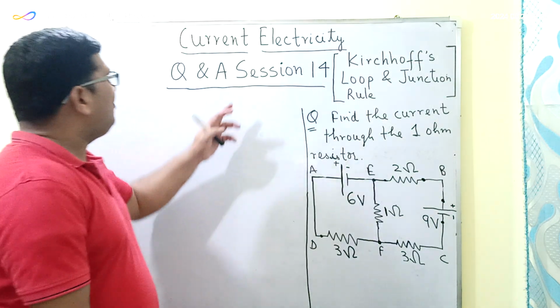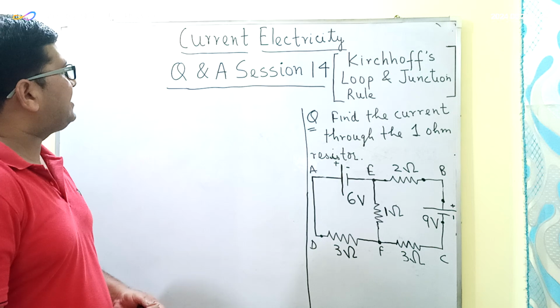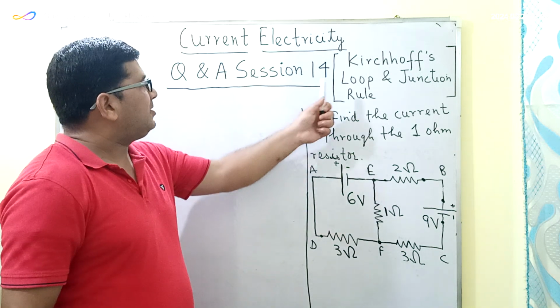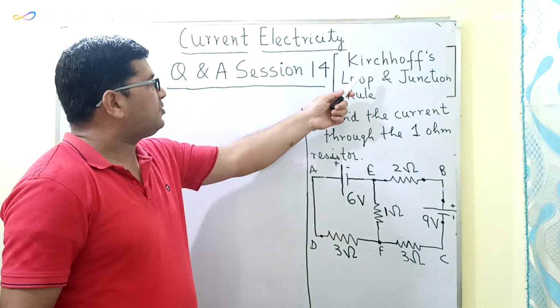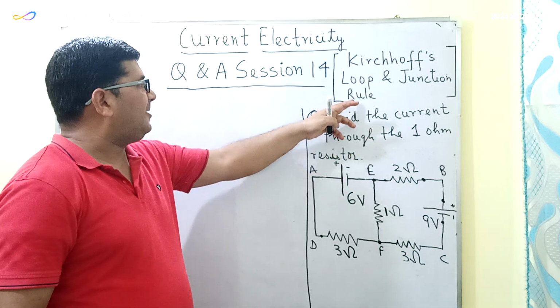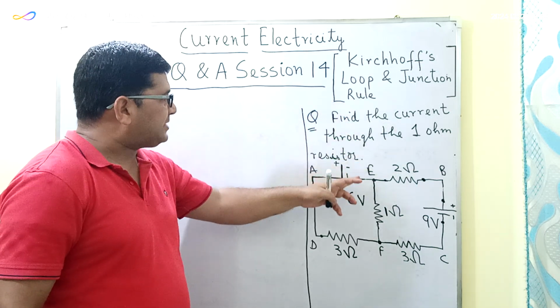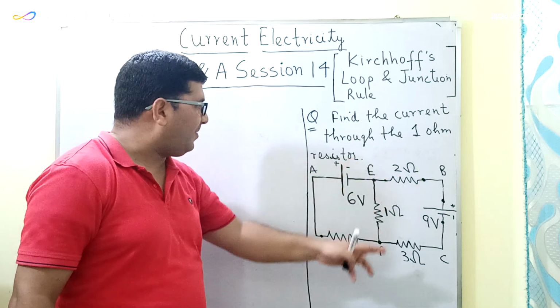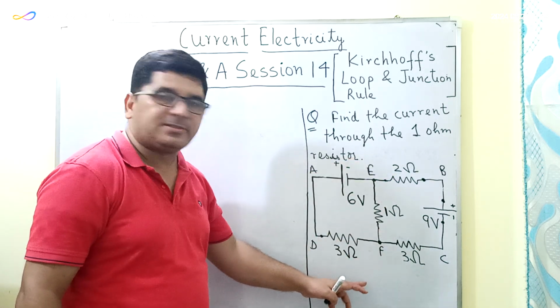Welcome to session number 14 from the playlist of current electricity. The topic for today's session is Kirchhoff's loop rule and the junction rule. And based on this topic, I have selected one question from one of my reference books for this session.